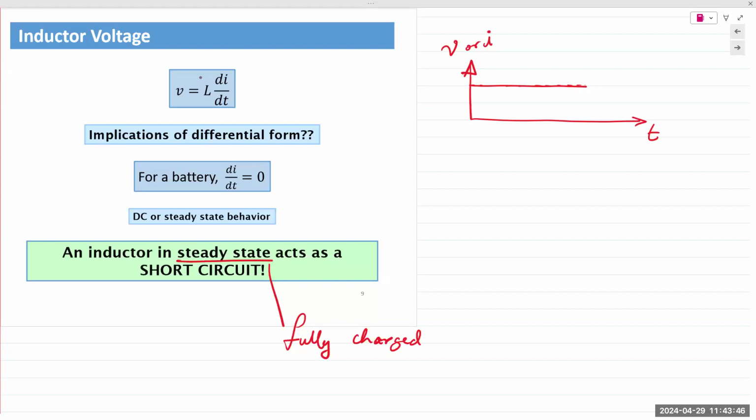Again, for DC, it's constant. Once it reaches full charge, it's a short circuit. But if there's any change in the input current, meaning if it's AC, then there is constant opposition.